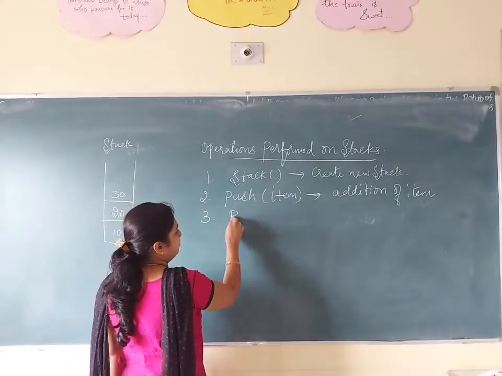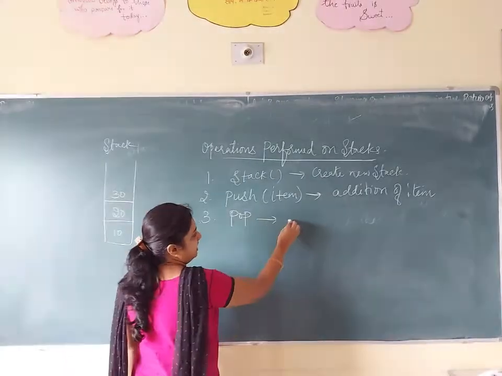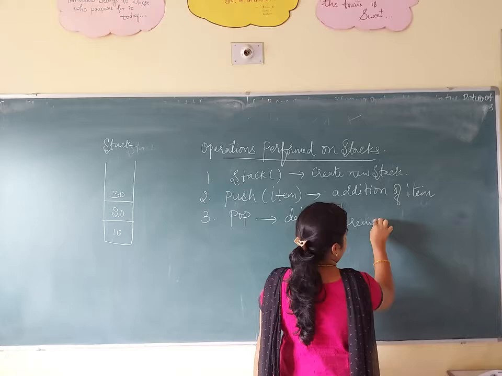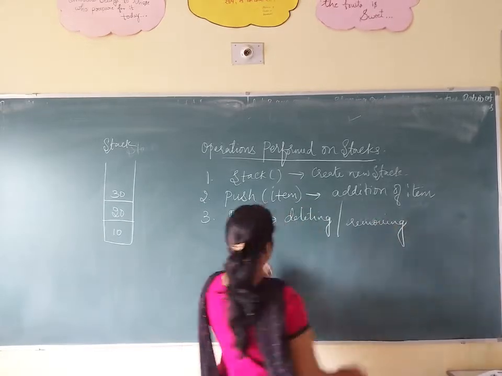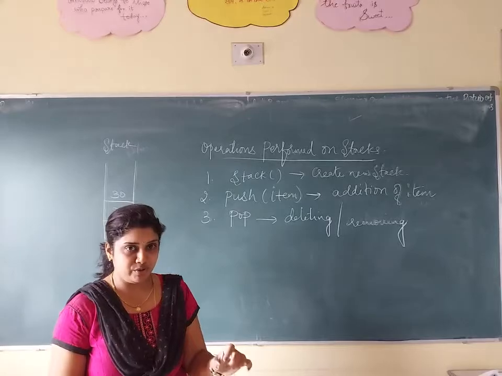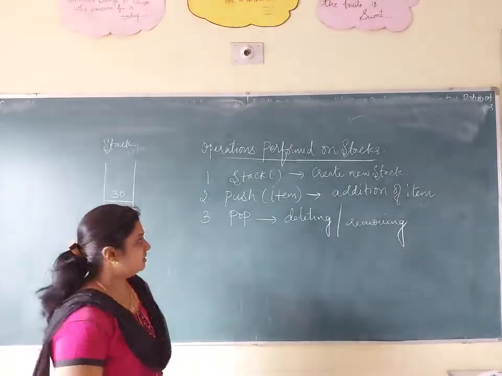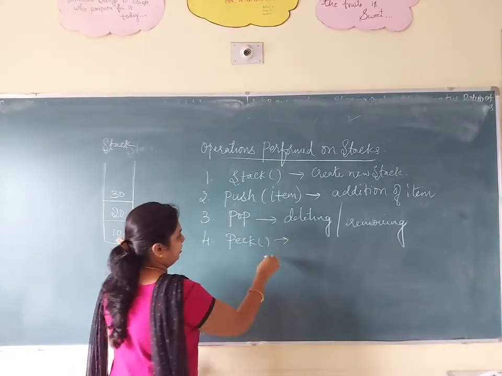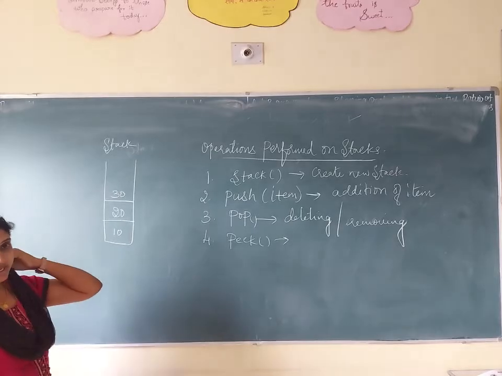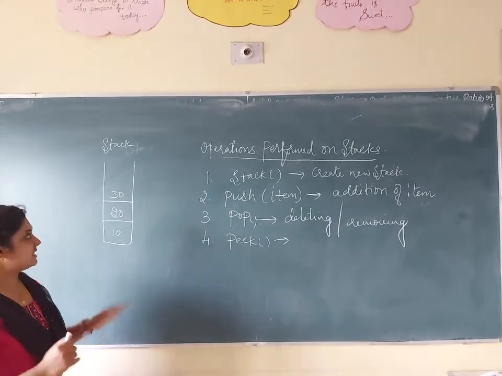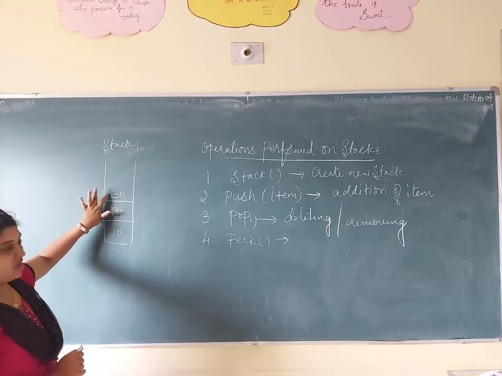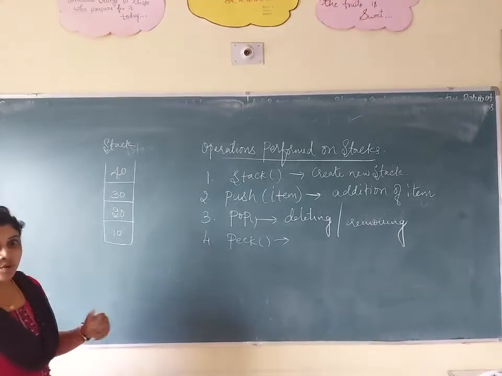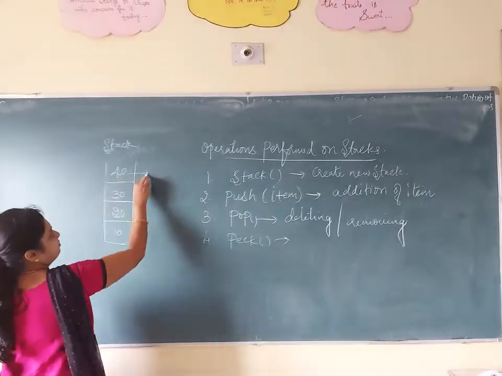Then the third one, pop. Pop indicates deleting or removing items from the stack. And the fourth one, peek. See, this peek operation indicates the top value of the stack. See, 10, 20, 30, and one more I have inserted, that is 40. So what is the peek value of your stack? That is 40.